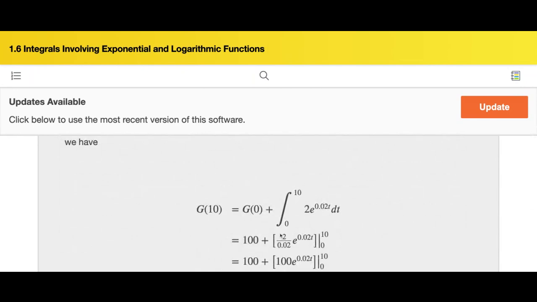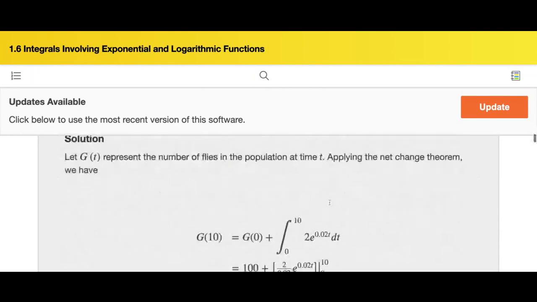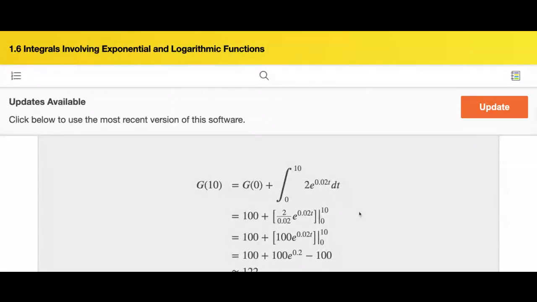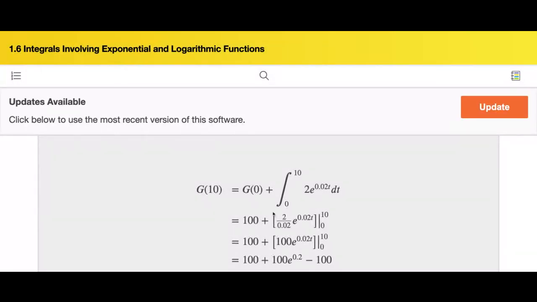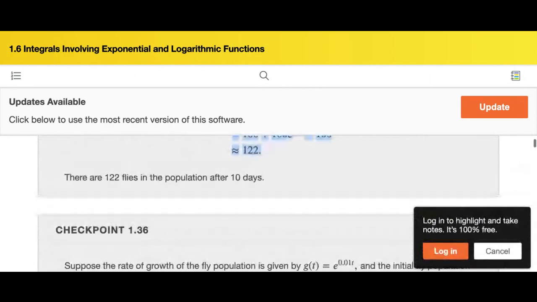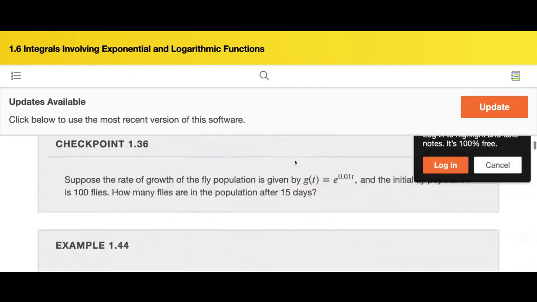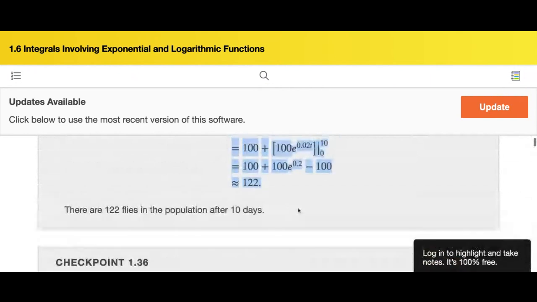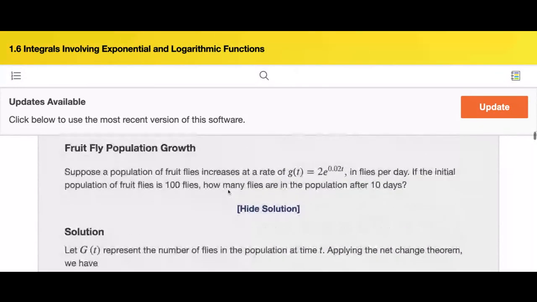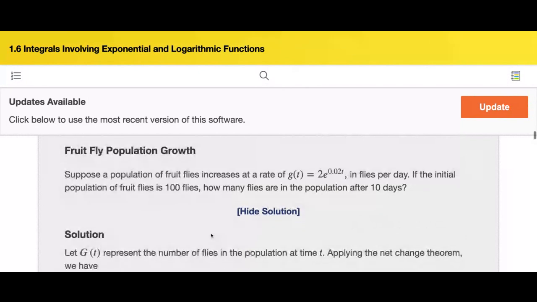So we anti-differentiate. Oh, this one even did it another way. Okay, I like this way. This is saying, what's G of 10? That's just the value at the starting point plus the integral from 0 to 10. G of 0 is 100 is given, 100 flies in the beginning.